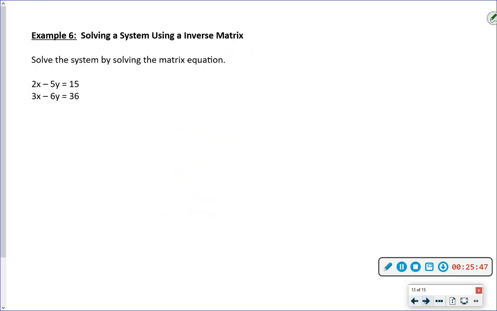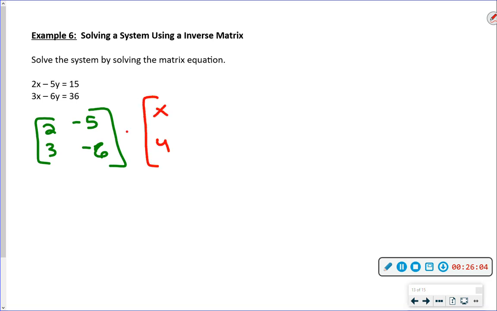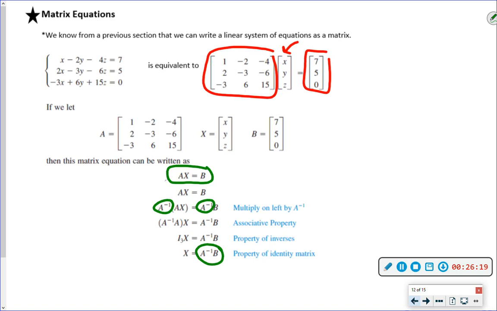First, of course, I'm going to write my coefficient matrix: 2, 3, -5, -6. It's a very sloppy -6, work with it. Then we're going to write out our variables, x and y, and what we equal, 15 and 36. And remember, A is the coefficients, the big capital X is the variables, B is what you equal.